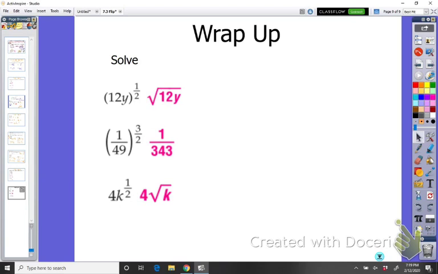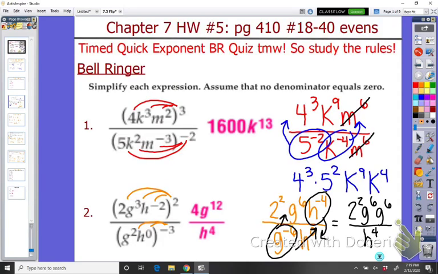So now you can work on your homework assignment, which was page 410, numbers 18 to 40, the evens.